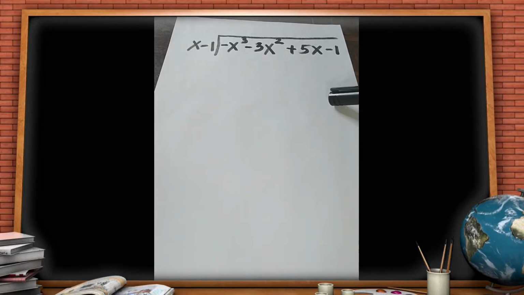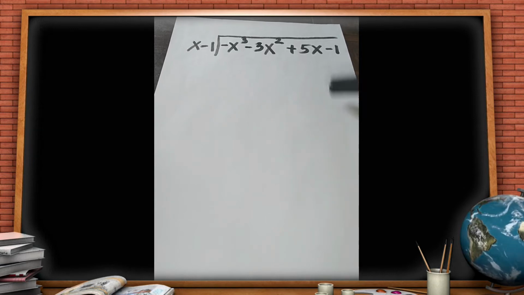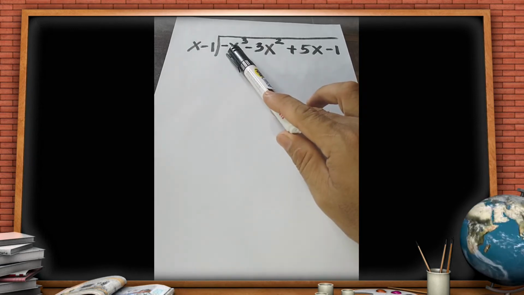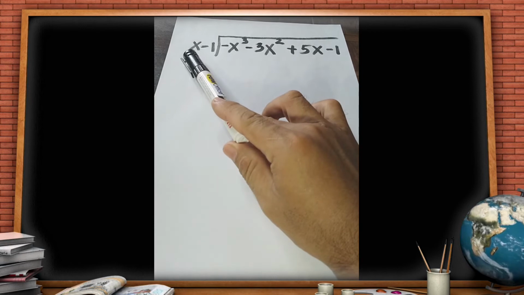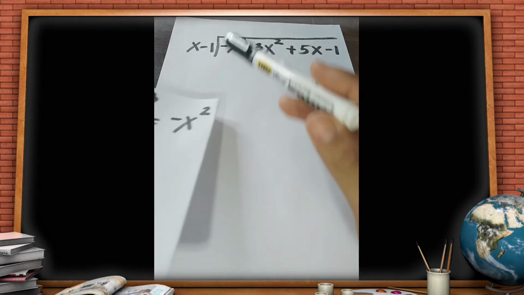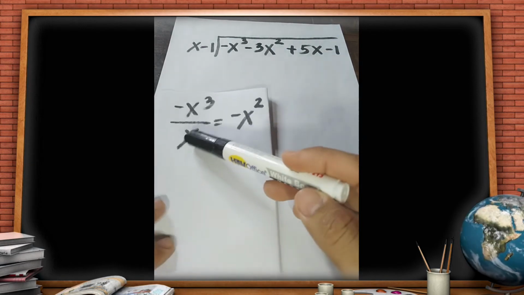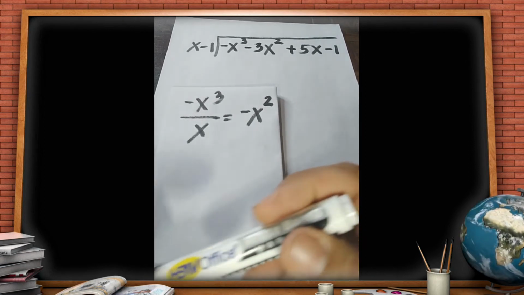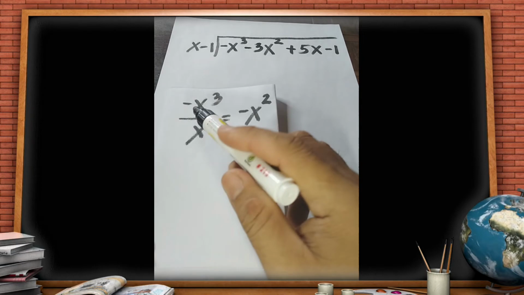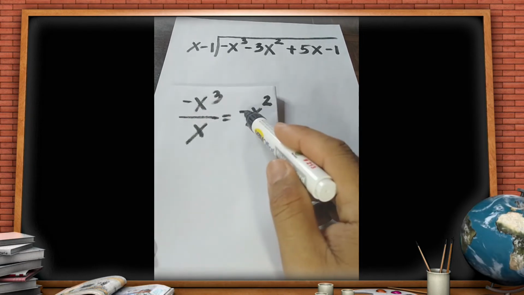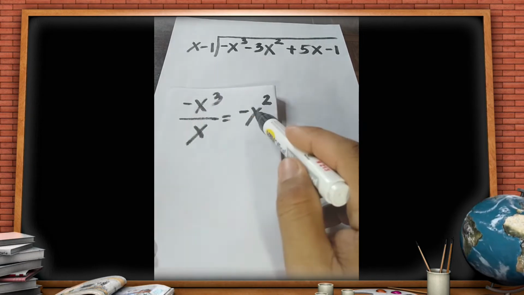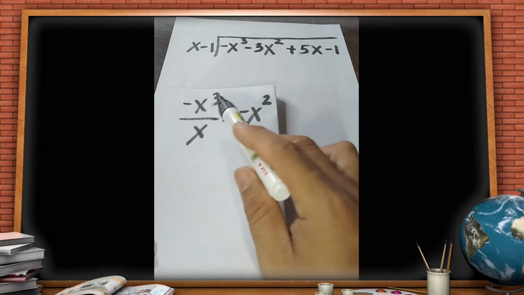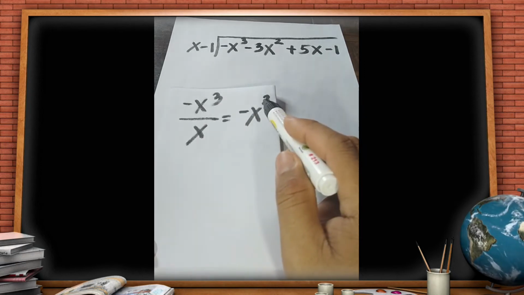Of course, the first thing that we are going to do is divide the first term of your dividend by the first term of your divisor. So, we have now negative x cubed divided by x. Our answer for that is negative x squared. Tandaan po natin, pag magkaiba ng sign, ang sagot natin negative, then copy the base x and subtract the exponents. So, 3 minus 1, we have 2.